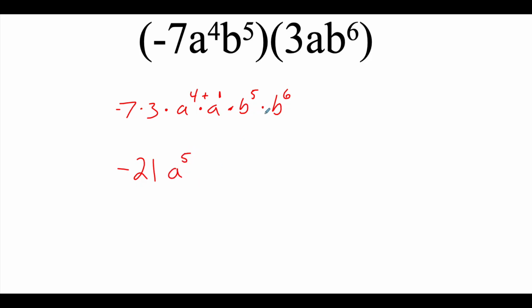And then if we take a look at the b's, we have to deal with the b's separately since they're a different variable. But again, we can add those exponents together on those b's. So 5 plus 6 would give me b to the 11th power. So when you're using your product rule, you add up the powers on the things that have the same bases. So we added the powers on the a's to get a to the fifth, and then we added the powers on the b's to get b to the 11th. So our final answer is negative 21, a to the fifth, b to the 11th.